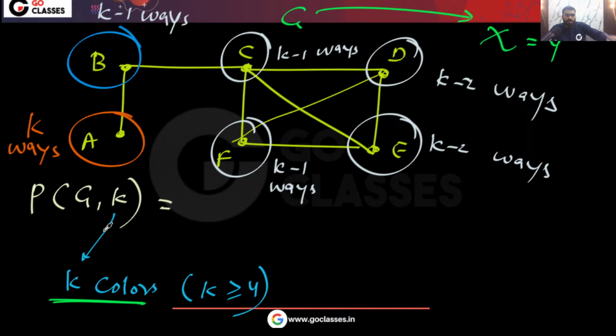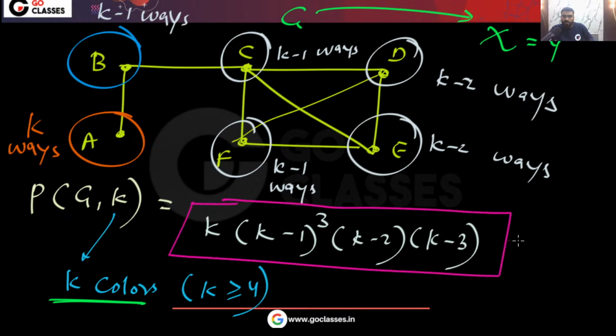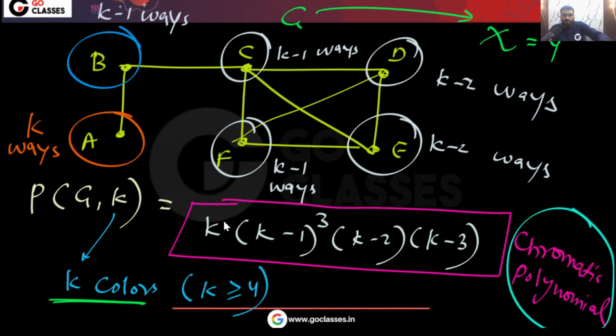Very simple. You can see the answer will be K multiplied by (K minus 1) power 3, (K minus 2), (K minus 3). So this will be your chromatic polynomial of this graph. Is this clear? This is called chromatic polynomial. This is just a name. Understood? This is just the chromatic polynomial of this graph.